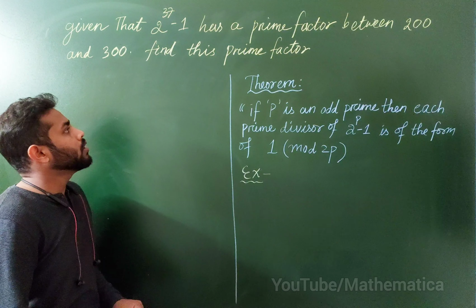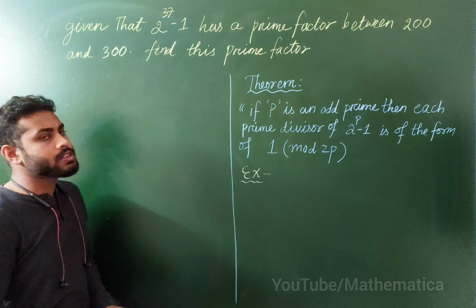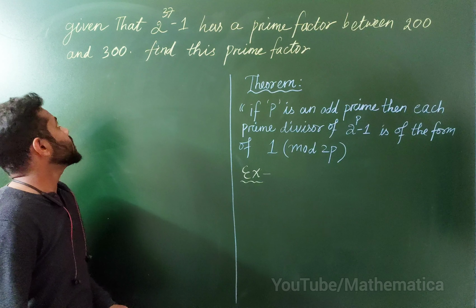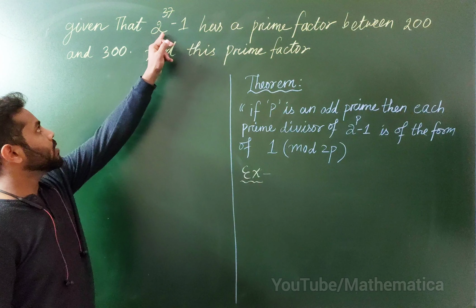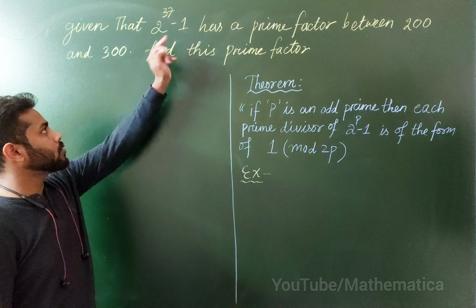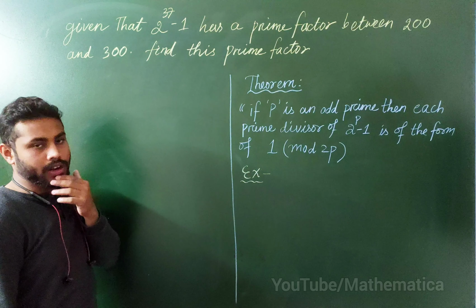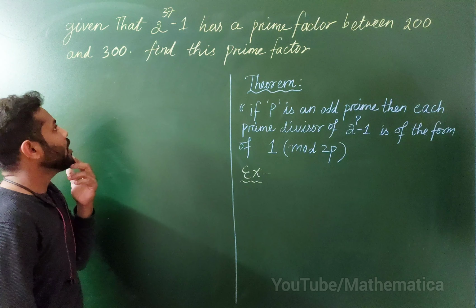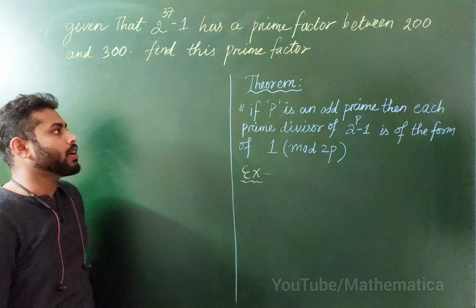Hello everyone. Today we are going to solve one very interesting number theory problem which says that this number is given, that is 2 to the power 37 minus 1, and it has a prime factor between 200 and 300. We have to find that prime factor.